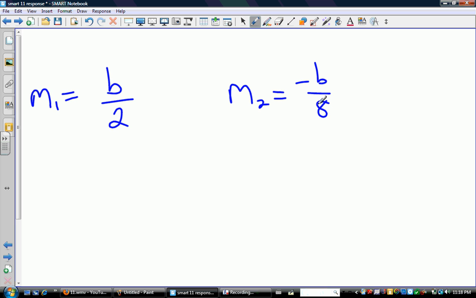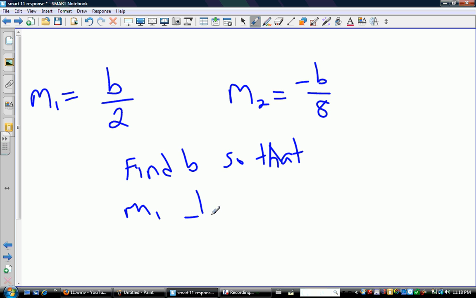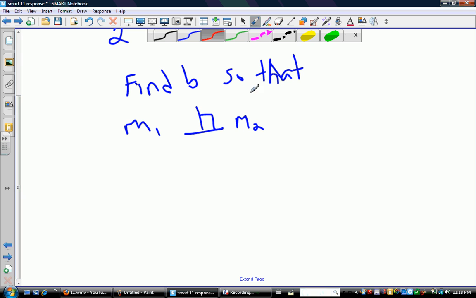So our job was to find b so that m1 was perpendicular to m2. That's what we were trying to do in that question: to find a value for b so that this slope here would be perpendicular to this slope here. And we know from math class that if two slopes multiply to give -1, then they must be perpendicular.